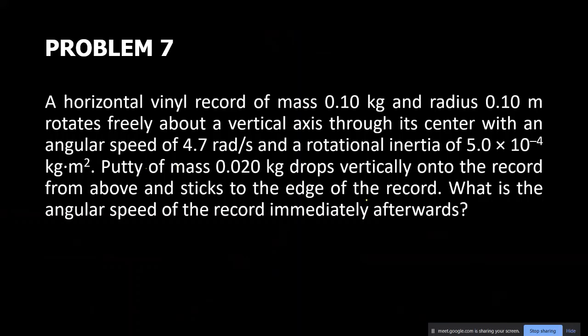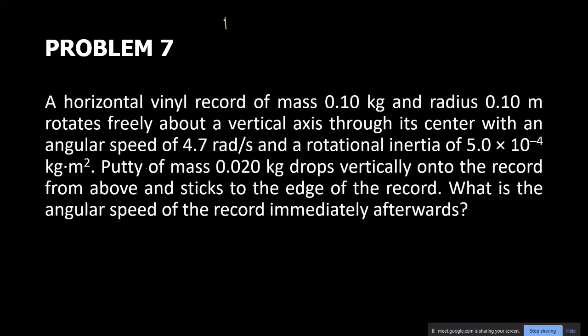A horizontal vinyl record of mass 0.10 kilograms and radius of 0.10 meters rotates freely about the vertical axis through its center with an angular speed of 4.7 radians per second and a rotational inertia of 5 times 10 raised to negative 4 kilogram meters squared. You put a mass of 0.020 kilogram that drops vertically onto the record from above and sticks on the edge of the record. What is the angular speed of the record immediately afterward? Immediately, right after it drops, what is the answer? Because when you drop it, there is a chance it will go somewhere else.